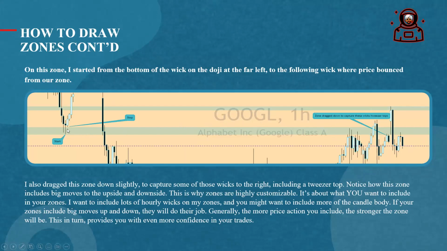How much area do you want to give yourself? It's highly customizable. Some of you may look at this zone right away and be like, that's way too big of a zone. Again, you can tighten yours up. I dragged mine down to capture this tweezer top. I captured this wick, and not only that, but it's a tweezer top. So I'll take that. So again, you can see this zone captured downside and upside, both.